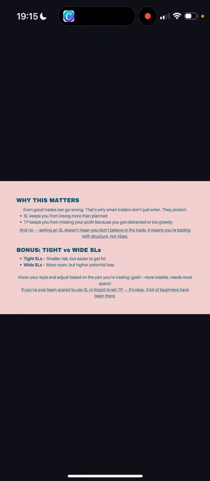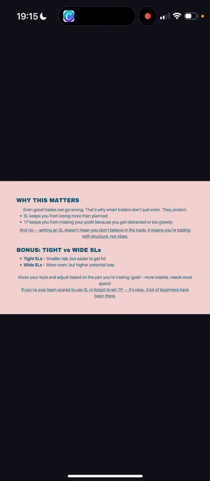And most importantly, setting your SL doesn't mean you don't believe in the trade, or that you're planning to lose. It just means that you're trading with structure and not vibes. You're not just gambling.